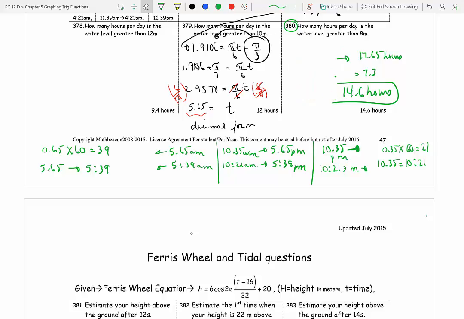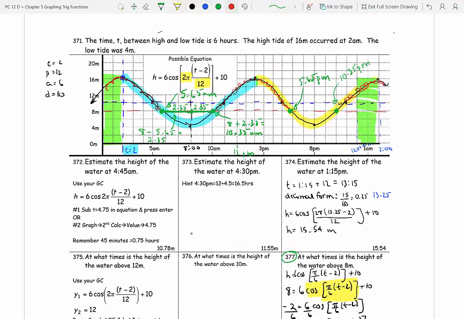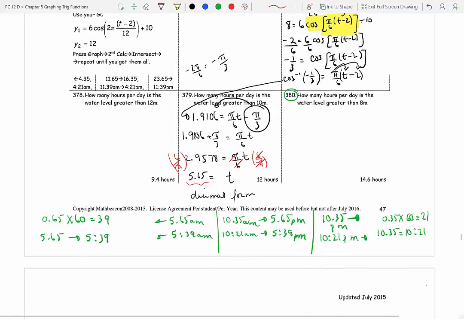Okay, so now we're going to answer our question for 380. How many hours per day is the water level greater than 8 meters? Okay, and this is where we're going to have to change our time of 10 hours and 21 minutes, or actually 10.35 hours, into the 24-hour clock. Okay, so what we want to do then is figure out how many hours it is between 10.35 a.m. and 5.65 p.m. Okay, so we need to take that 5.65 p.m. and convert that into the 24-hour clock.